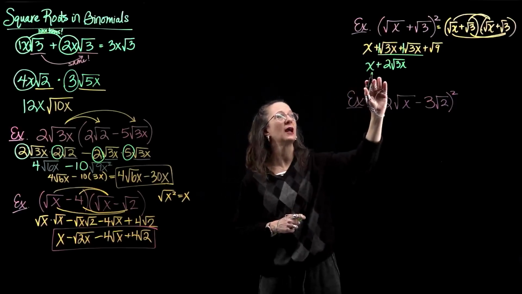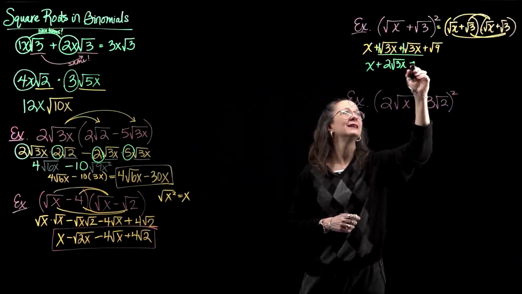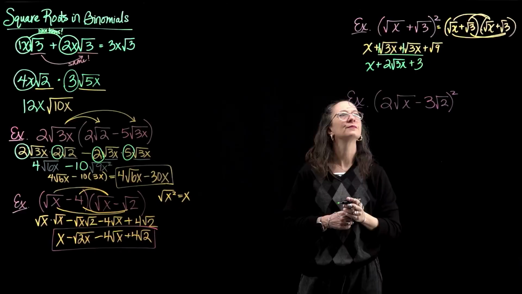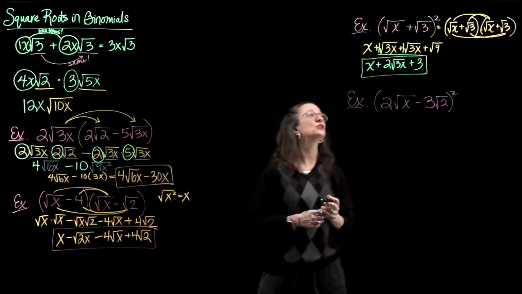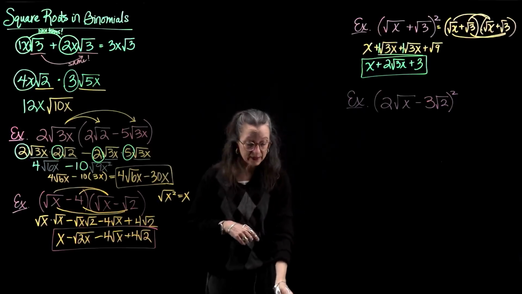Now that x on the front just stays the same. So I'm going to write down x plus 2 square root of 3x. And then finally, in place of square root of 9, I'm just going to put a 3. And that would be our final answer. x plus 2 square root of 3x plus 3. All right, let's look at another one like that.